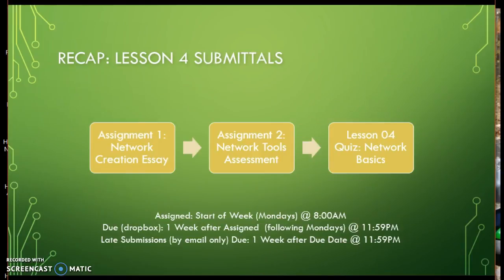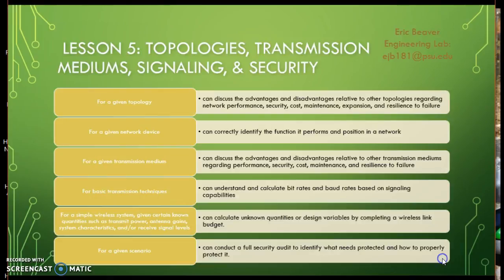Don't forget, there are 2 assignments and a quiz for Lesson 4, all due a week after the assignment drop box is opened. Moving on to Lesson 5.